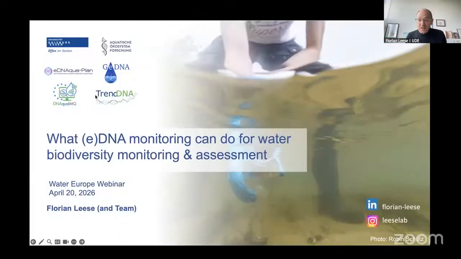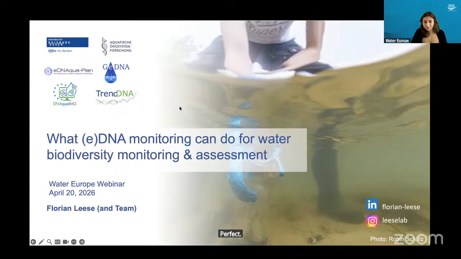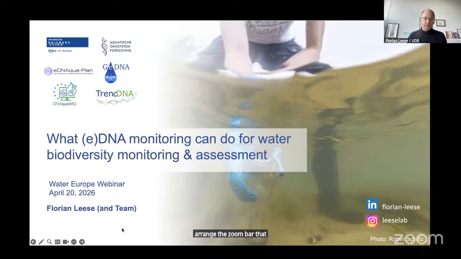Perfect. Can you confirm that you see the slide? Yes. Perfect. Just 1 second. I need to arrange the Zoom bar so that it's not blocking my view.